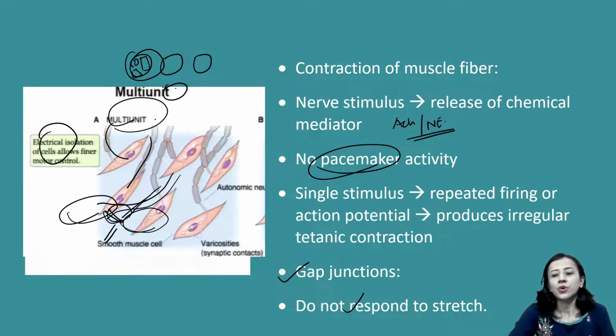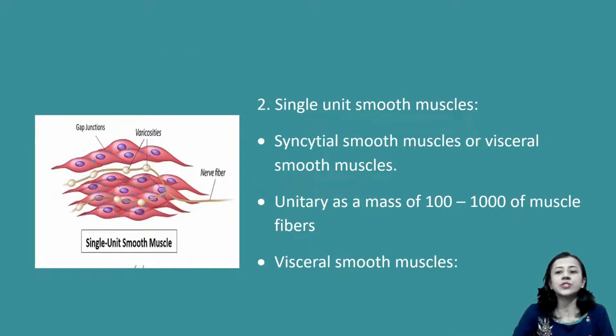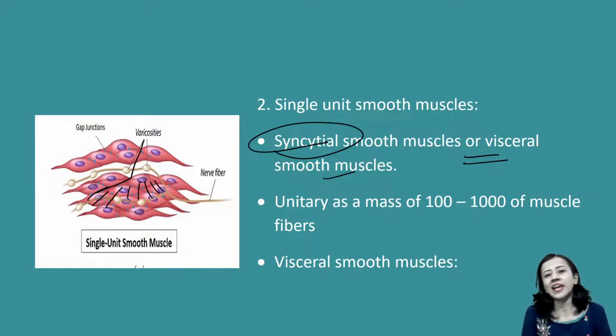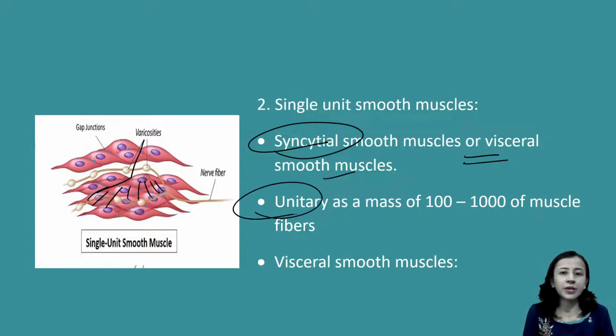Now, next one, that is single unit smooth muscle. What is single unit? They have syncytial activity. Commonly visceral smooth muscles are single unit, which means you can see here a single nerve fiber innervates multiple muscle fibers, so all act as a single unit. They are also known as unitary. Why? Because one nerve fiber supplies hundreds to thousands of muscle fibers. Most of the visceral smooth muscles are single unit.